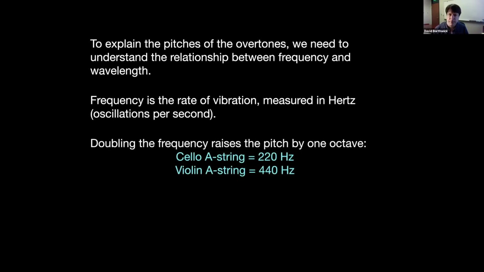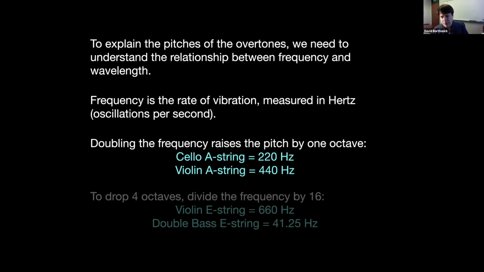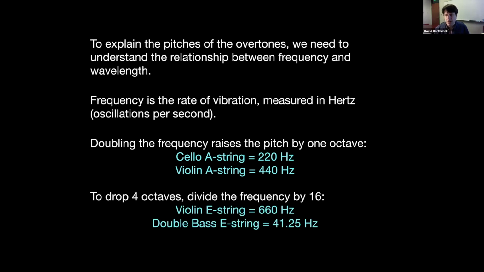The cello A string is an octave below the violin A string, and the frequency is exactly double. Here's another example. The double bass E string is 4 octaves below the violin E string, and so the pitch is down by a factor of 16.